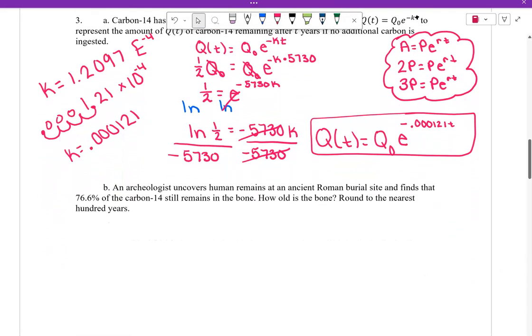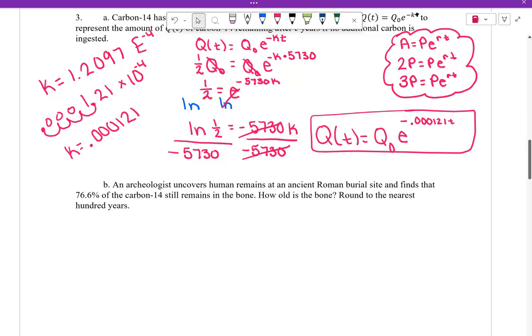Okay, so part B says an archaeologist uncovers human remains at an ancient Roman burial site and finds that 76.6% of the carbon-14 still remains in the bone. So they want to know how old the bone is. So it's kind of the same thing. We have 76.6% remaining. So instead of half remaining, we have 0.766 of the Q sub naught, equal to Q sub naught e to the negative 0.000121, and we're trying to find the time.